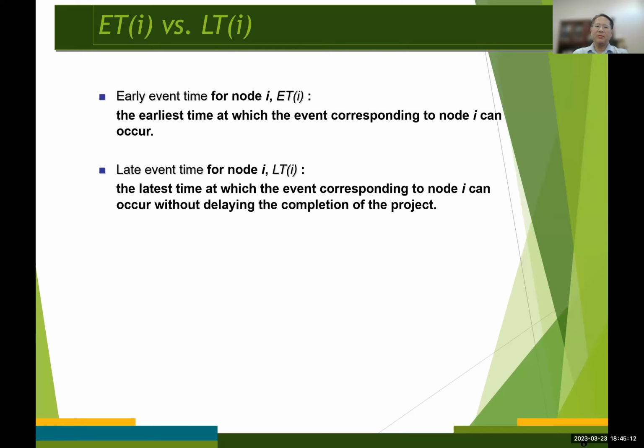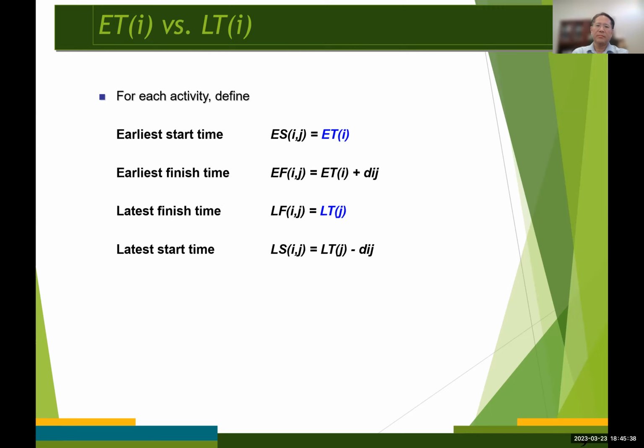And last time, we also learned that there are two key building blocks in CPM, and they are the concept of the earliest time, the early event time, or ET, and the late event time, or LT, for any event, okay? And we also talked about the earliest start time, earliest finish time, latest finish time and latest start time, okay?